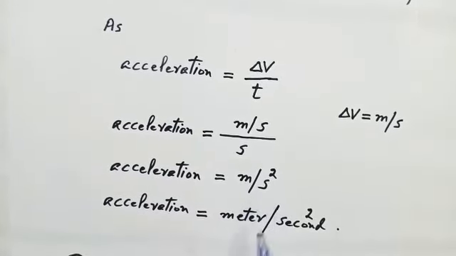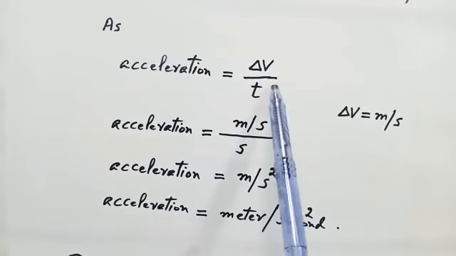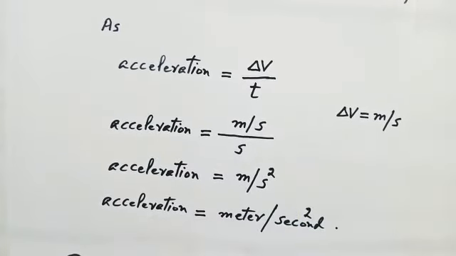Meter per second square is written as m divided by second square. Now this is the derived unit. How do we get this derived unit? From this equation.